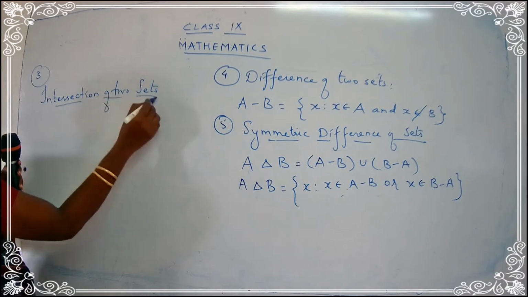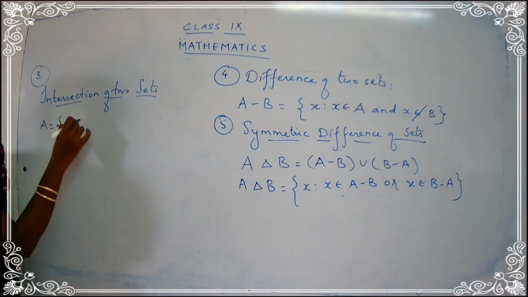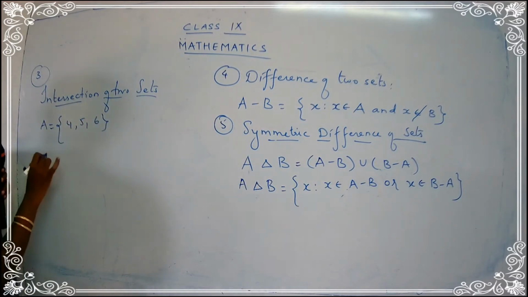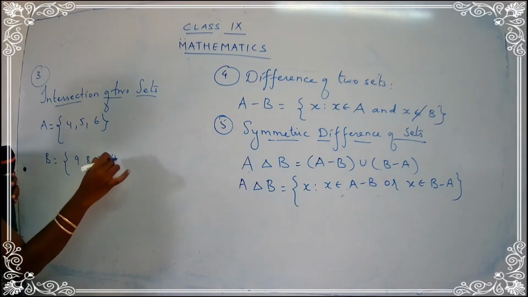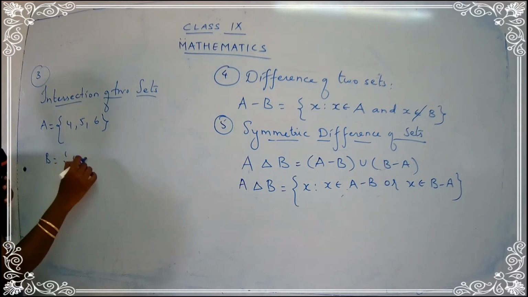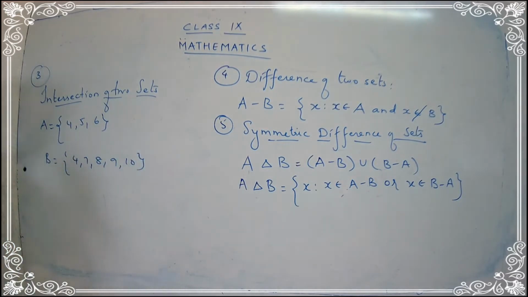Okay. So here let us consider two different sets. A is equal to {4, 5, 6} and B is equal to {4, 7, 8, 9, 10}. Go in order: 4, 7, 8, 9, 10. What are the members of A? 4, 5, 6. What are the members of B? 4, 7, 8, 9, 10.